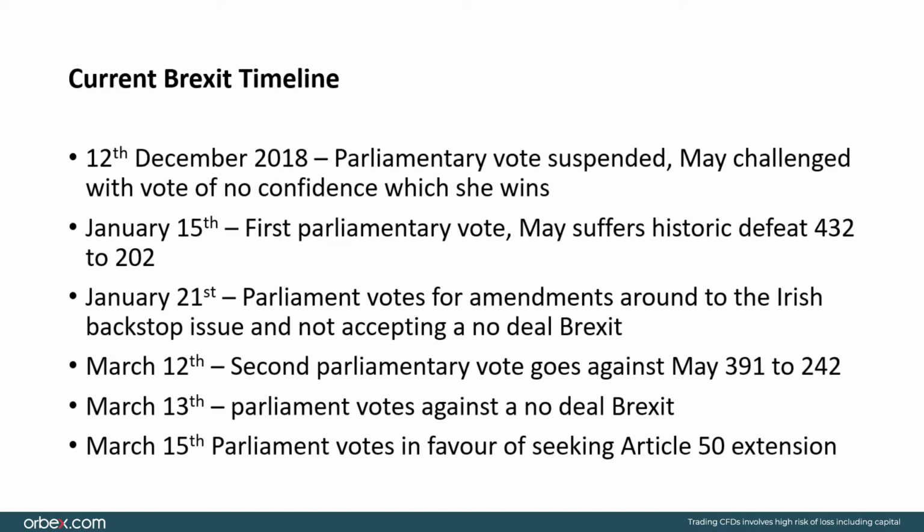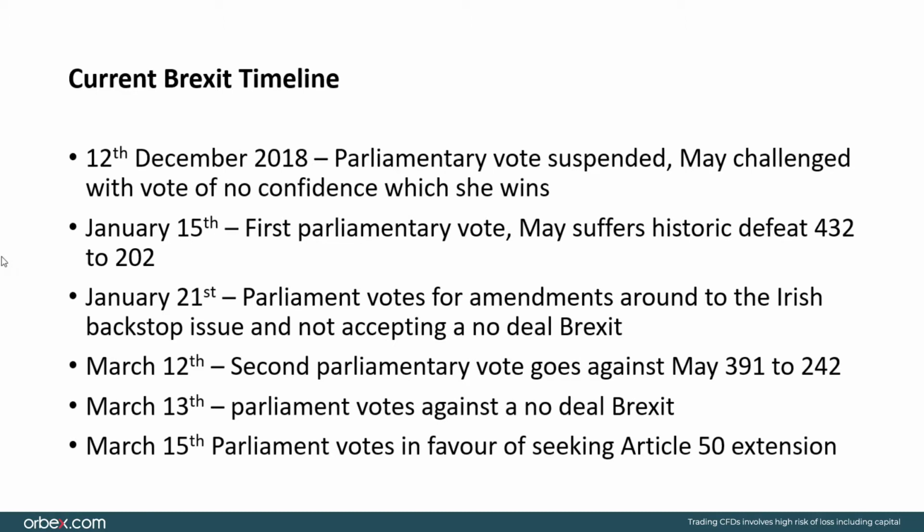So May actually went on to hold the first meaningful vote after UK Parliament returned from the Christmas break. The vote was held on January 15th in Parliament. However, the plan was voted down, and it was actually an historic defeat for the government, which saw Theresa May's Brexit plan being defeated by 432 votes to 202 votes. So this was a significant loss for the government. Following the loss then in the House of Commons, Theresa May used a point of order to outline how the government intended to proceed in the wake of that defeat.